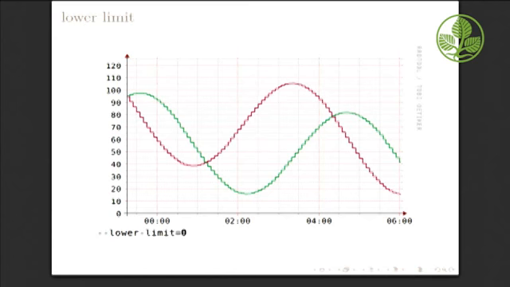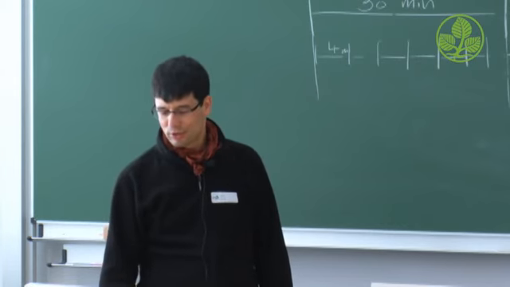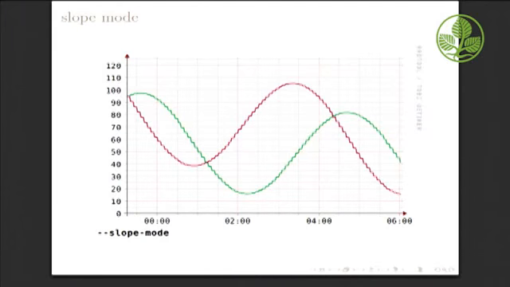If you're not so happy with those staircase lines, there's an option called slope mode, which causes the staircases to be sort of filed off a little. Still staircases, but they look a little nicer.